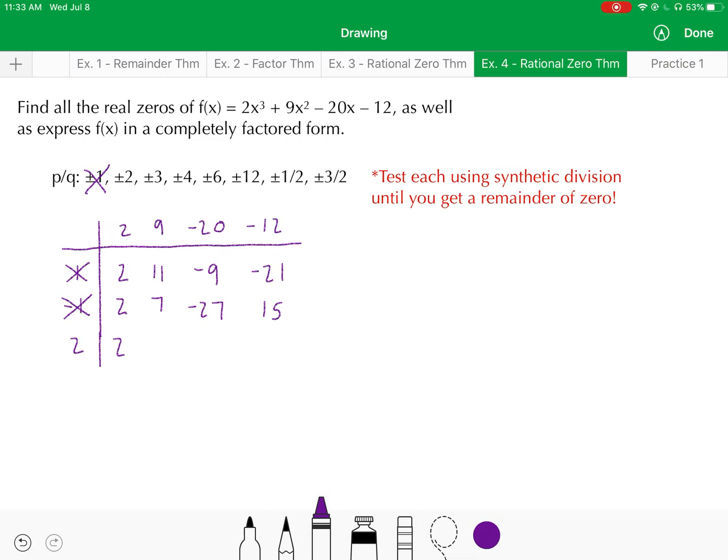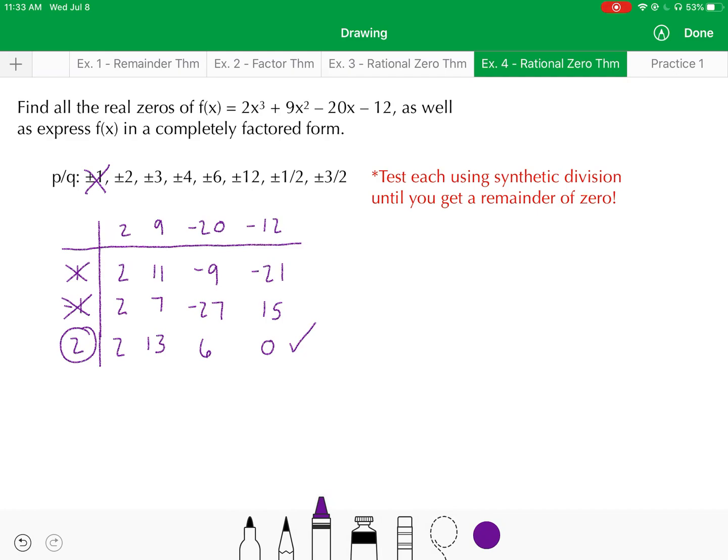2 times 2 is 4. 4 plus 9 gives me 13. 13 times 2 is 26. 26 plus negative 20 gives me 6. 6 times 2 is 12. 12 plus negative 12 gives me 0. Bingo, that's what I'm looking for. That means that 2 is a factor of this function, okay?